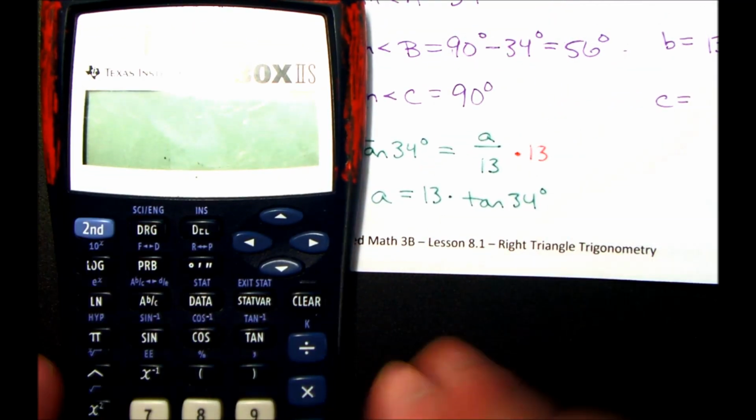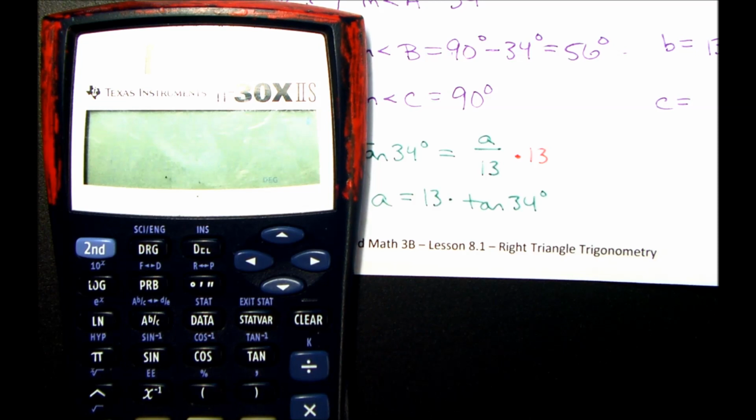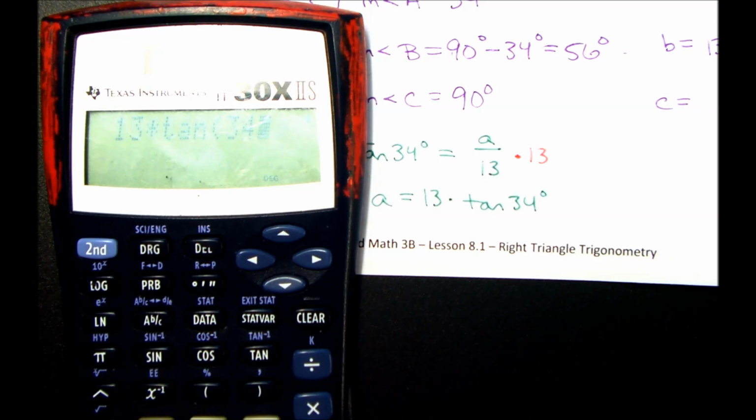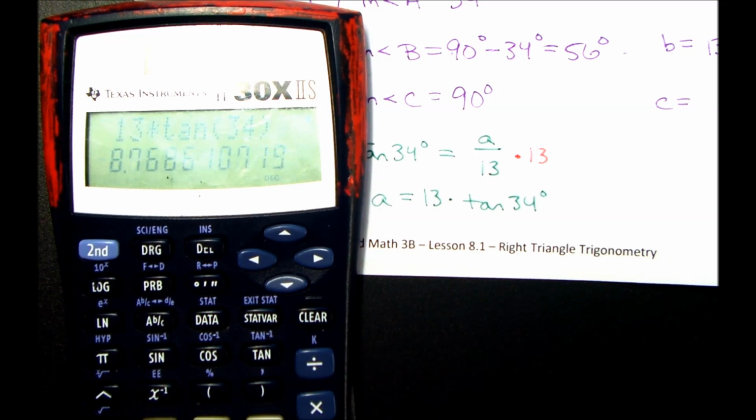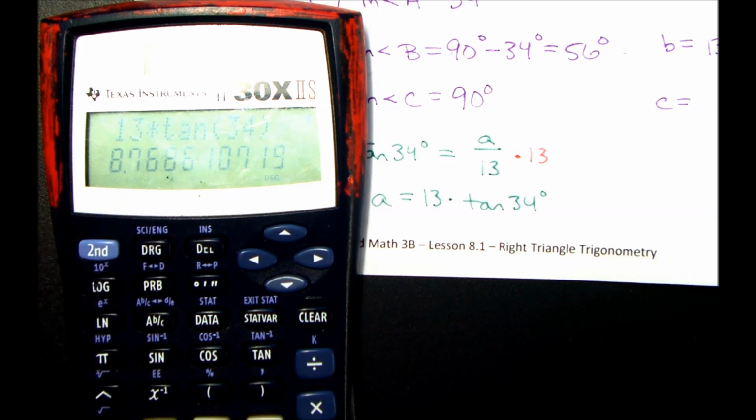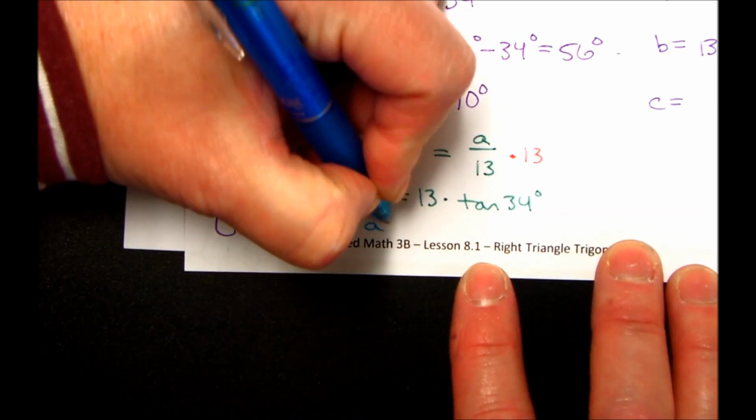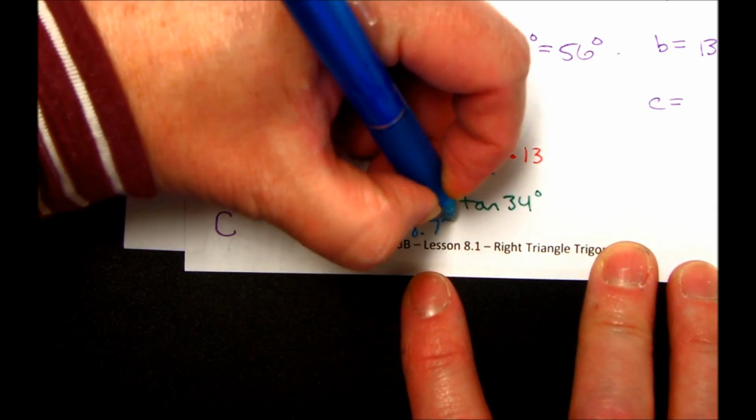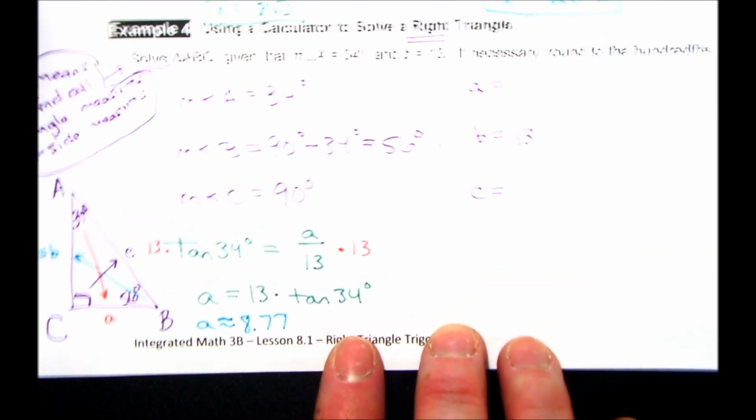So now I'm going to get my calculator out and let the calculator do the math. So 13 times tangent 34. I can close parentheses and then hit equals. And we're going to round to the hundredths. The directions tell us to round to the hundredths. That's 2 decimal places. So the 6 is in the hundredths. So we look one more place. The 8 tells us to round that 6 up to a 7. So it's going to be 8.77. So A is going to be approximately, so we're rounding, so we should put the squiggly equals, 8.77. And we can now put that over here.